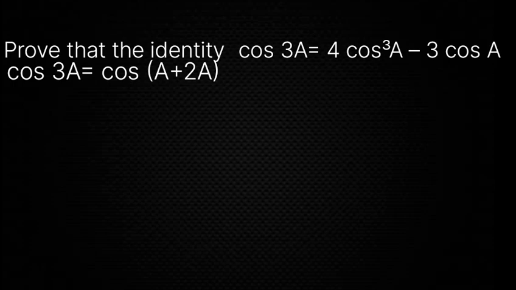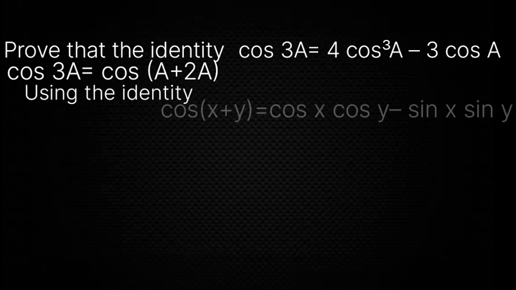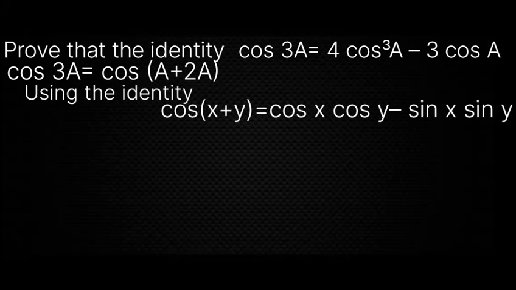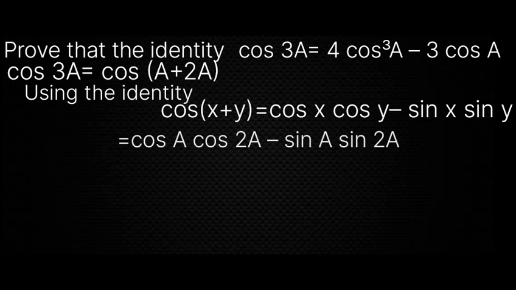This clever step allows us to unlock the solution by applying the fundamental cosine addition identity, which states that cosine of x plus y equals cosine x cosine y minus sine x sine y. By substituting a for x and 2a for y, our expression instantly transforms into cosine a cosine 2a minus sine a sine 2a.